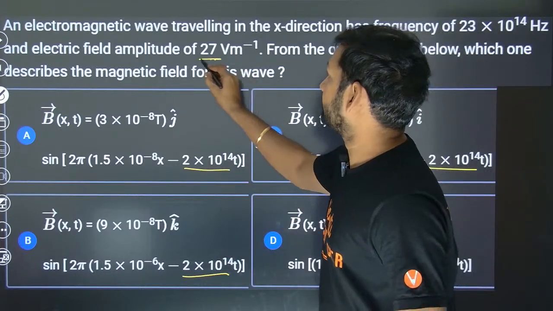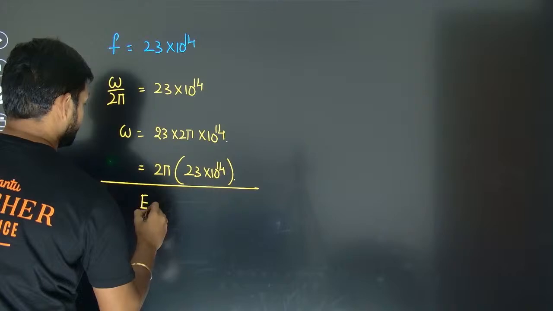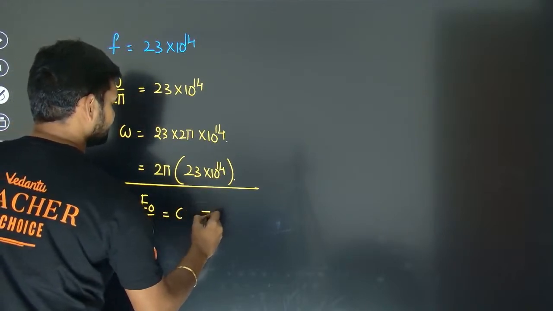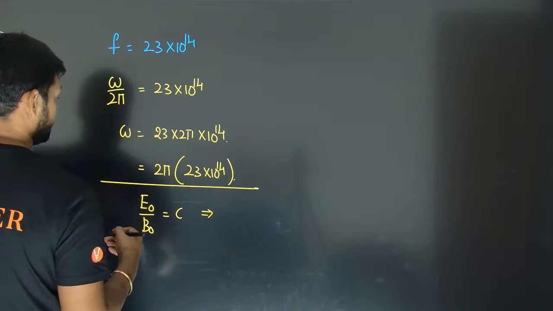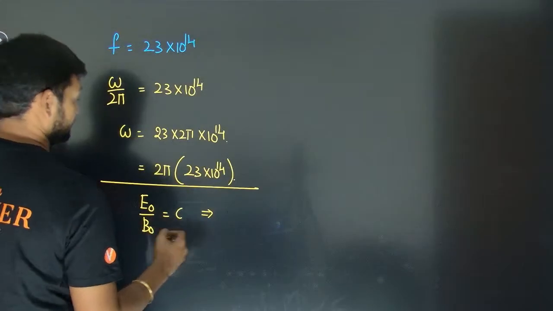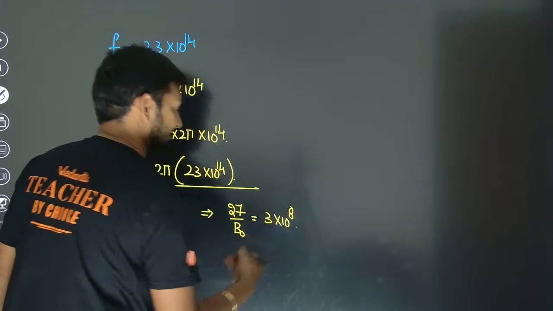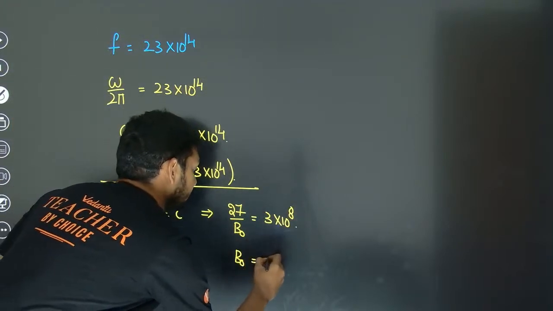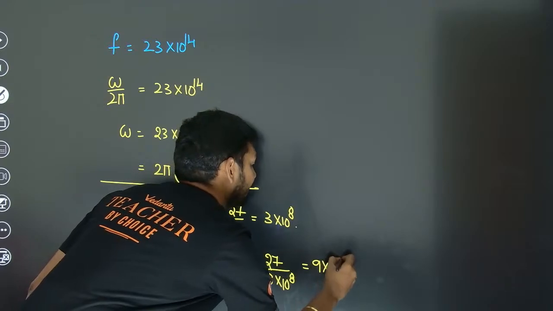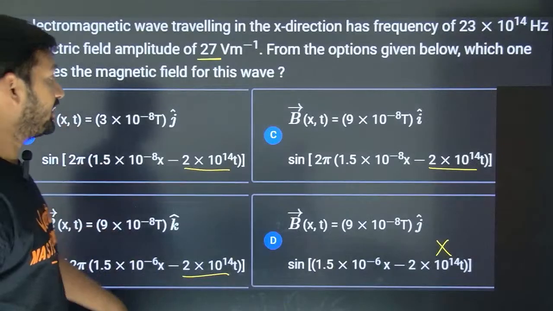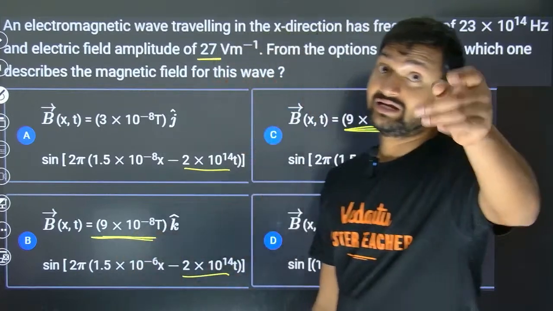as they have given the electric field, can we get the magnetic field amplitude? Yes. We know that E naught by B naught is going to be C. Now you only tell me, what is the E naught? E naught is given as 27. So 27 by B naught is going to be 3 into 10 to the power 8. Then what will be the B naught value? It is 27 by 3 into 10 to the power 8, which is going to be 9 into 10 to the power minus 8. I have to see how many options have B naught as 9 into 10 to the power minus 8. We have 9 into 10 to the power minus 8. Okay, till here also it is fine.